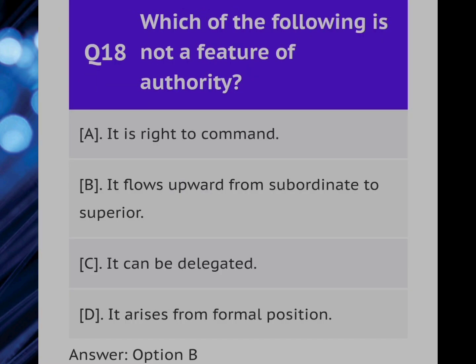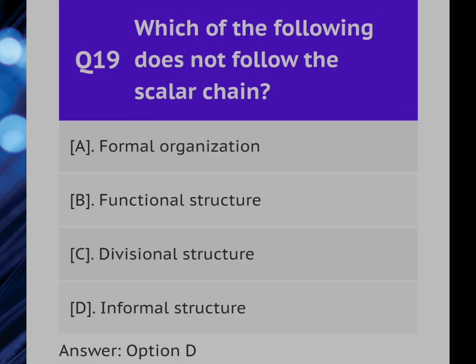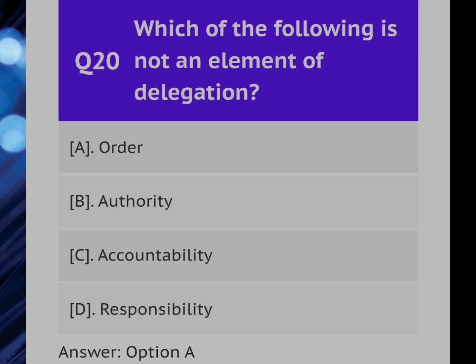Which of the following is not a feature of authority? Answer B. It flows upward from subordinate to superior. Which of the following does not follow the scalar chain? Answer D. Informal structure. Which of the following is not an element of delegation? Answer A. Order.